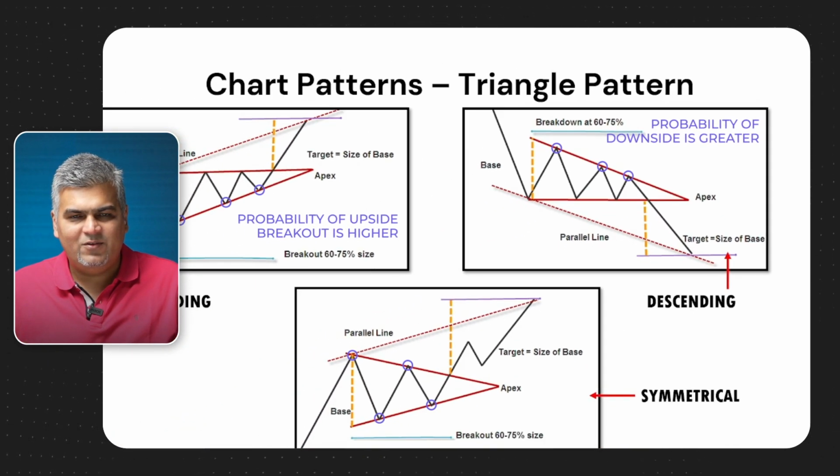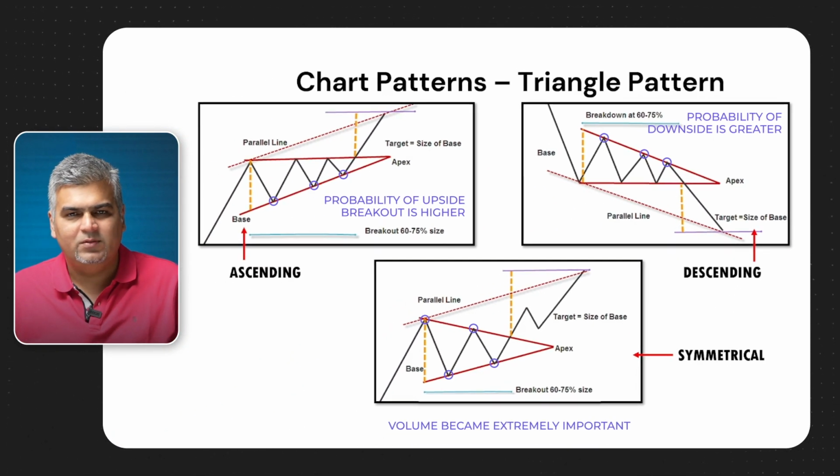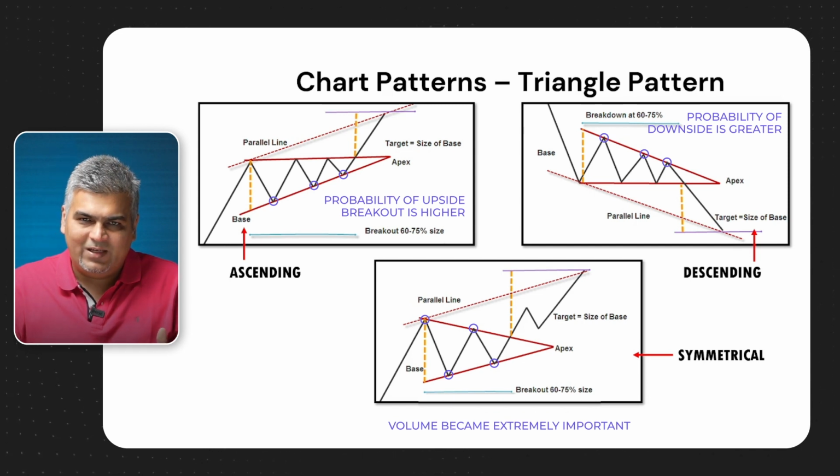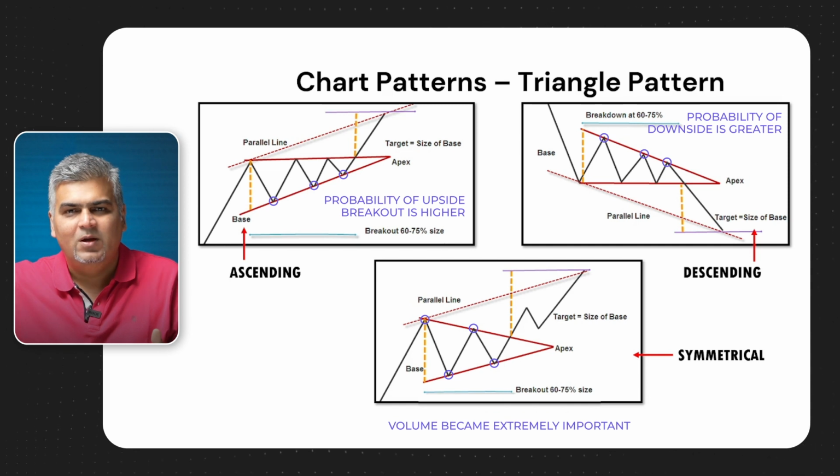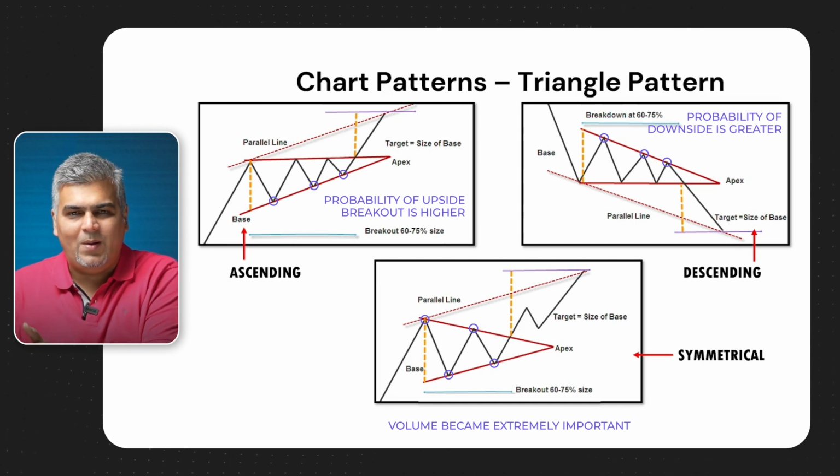So in these three cases, you have to remember three important parts. In a symmetrical triangle, volumes are very important because on the way of the breakout or breakdown, you want higher volumes. In an ascending triangle, you have an upside which is higher probability compared to a downside. Similarly, in the descending triangle, you have the probability of the stock breaking down to be higher.